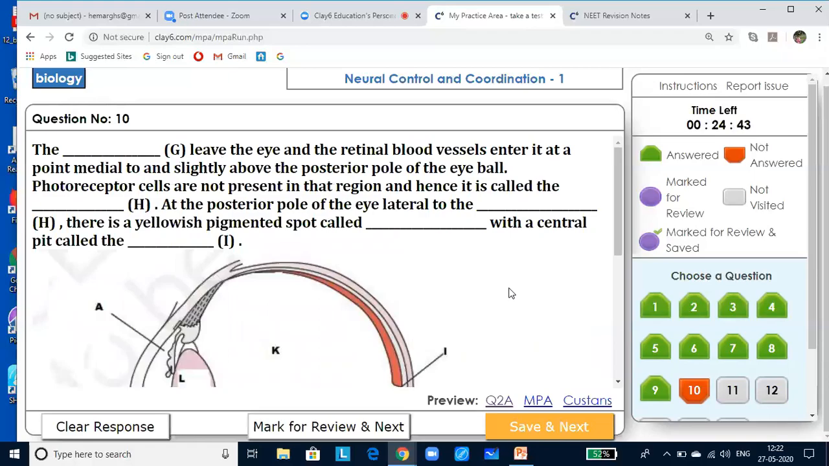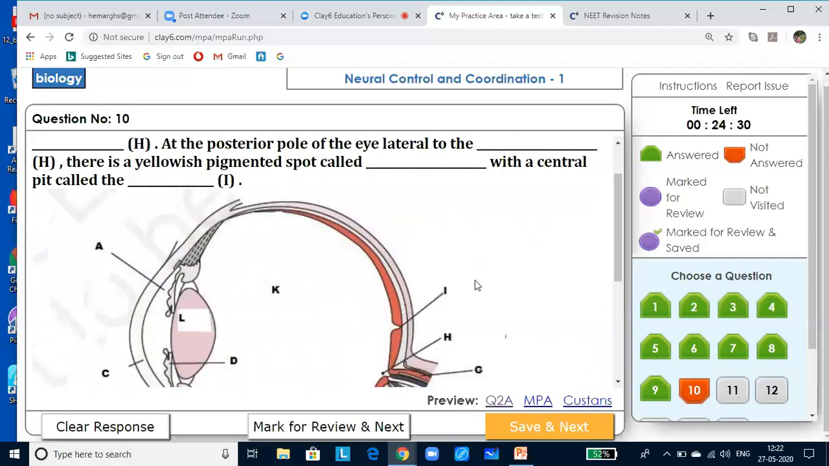The optic nerve leaves the eye and the retinal blood vessels enter it at a point medial to and slightly above the posterior pole of the eyeball. Photoreceptor cells are not present in that region and hence it is called the blind spot. At the posterior pole of the eye lateral to the blind spot, there is a yellowish pigmented spot called macula lutea with a central pit called fovea centralis.